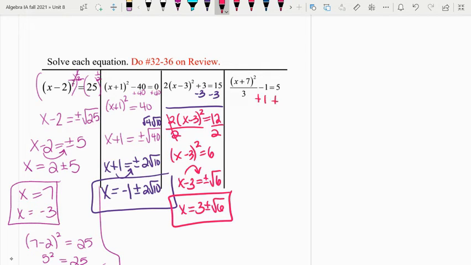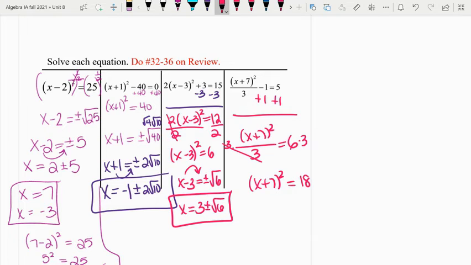Last one here, add 1 to both sides. So (x + 7)² over 3 equals 6. Multiply by 3 on both sides. So (x + 7)² equals 18. Take the square root again. So x + 7 equals plus or minus the square root of 18.